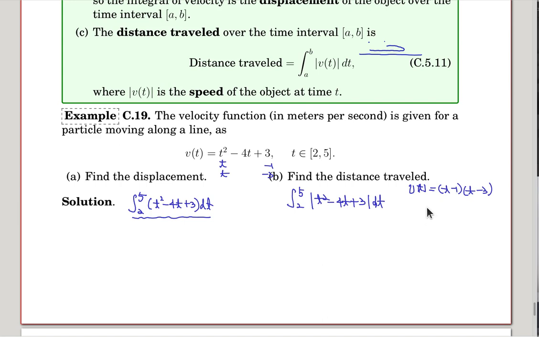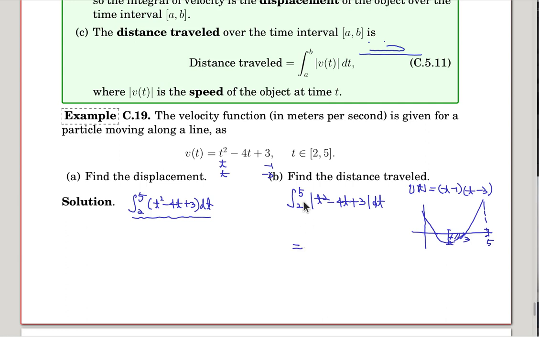Okay. Let's try to make a picture. Now our time is from 2 to 5. Now at 3 it is 0, at 1 it is 0. So the velocity graph goes down and then goes up like that. It's quadratic. Okay. So from 2 to 3, the velocity is negative. From 3 to 5, velocity is positive. Right?